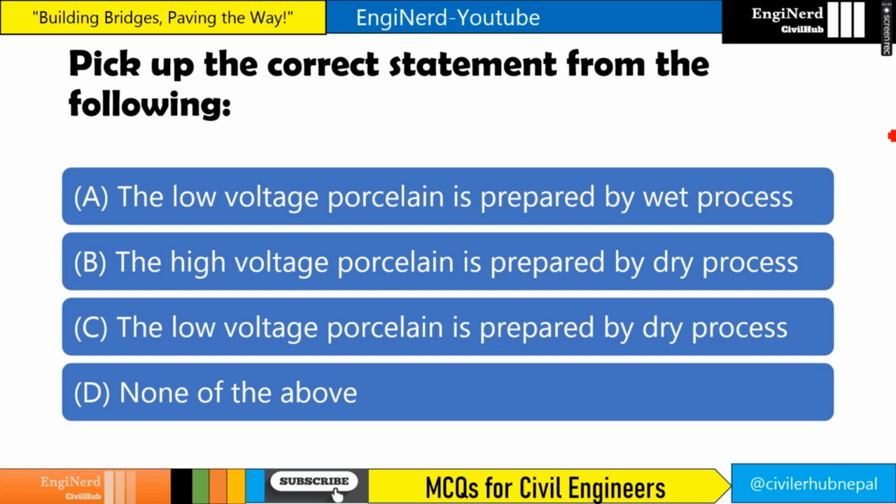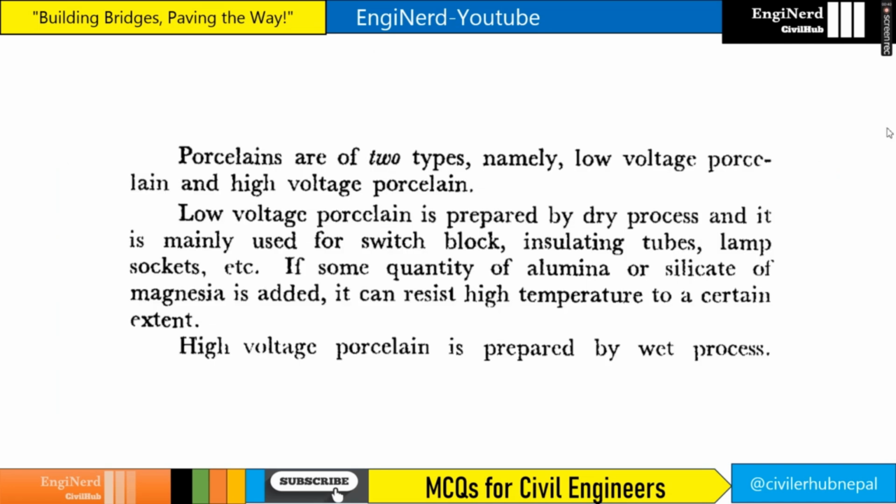Pick up the correct statement from the following. The low voltage portion is prepared by wet process. The high voltage portion is prepared by dry process. The low voltage portion is prepared by dry process. None of the above. The answer is low voltage portion is prepared by dry process, right? So porcelains are mainly two types, right? Low voltage and high voltage. Low voltage is prepared by the dry process and high voltage is prepared by the wet process.